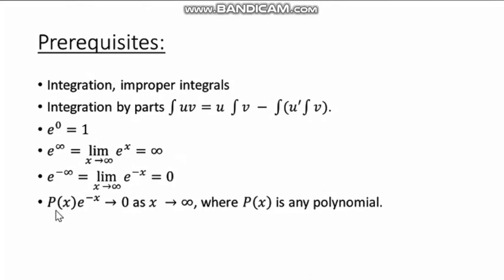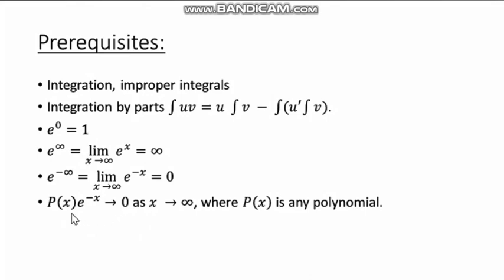You should also keep in mind that when polynomials are multiplied with exponential functions, the exponential function will always dominate. That is, even if p of x goes to infinity and e raised to minus x goes to 0, the product will go to 0.